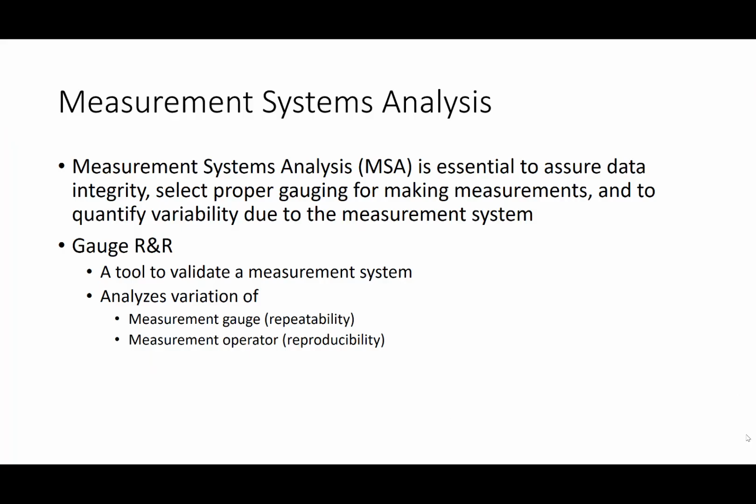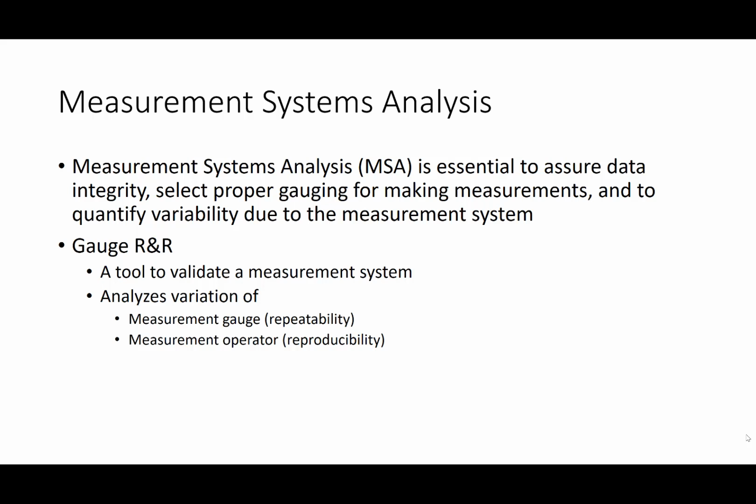Measurement systems analysis is essential to assure data integrity, select proper gauging for making measurements, and to quantify variability due to the measurement system. The most common tool for this is what's called a gauge R&R. This is used to analyze variability of the measurement gauge and the operator, and the R stands for repeatability and the other R stands for reproducibility.